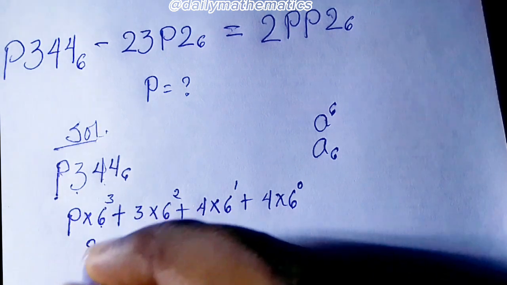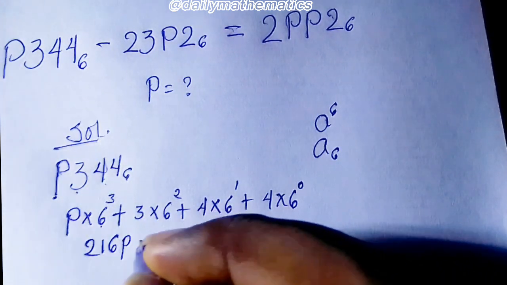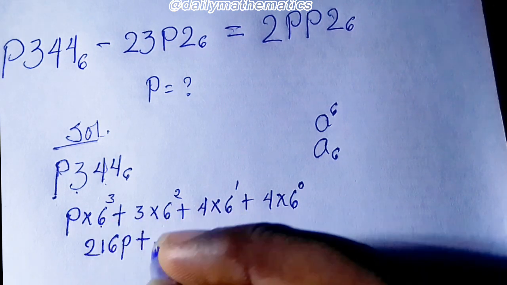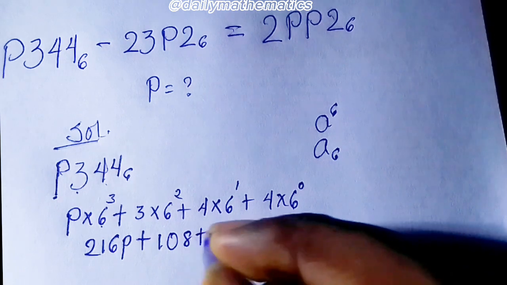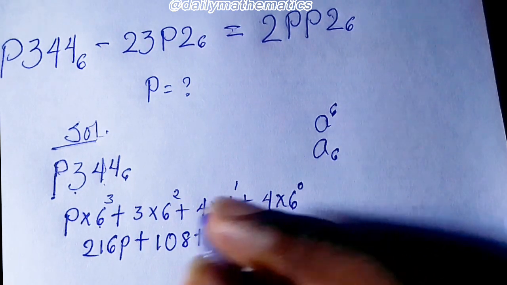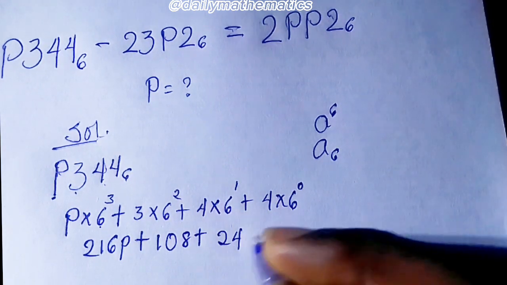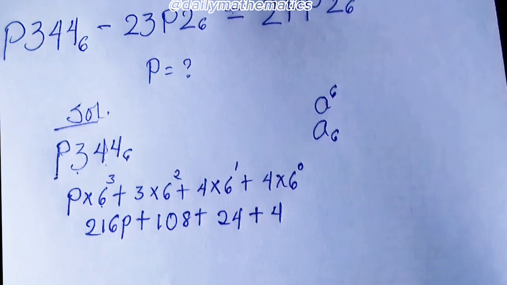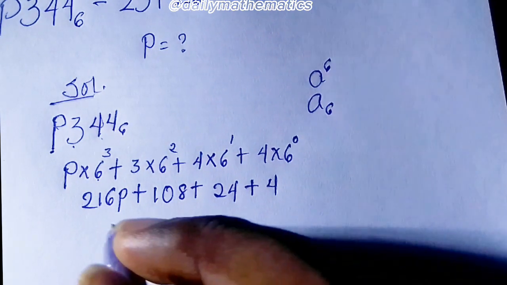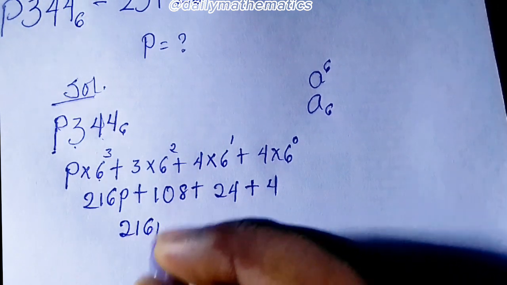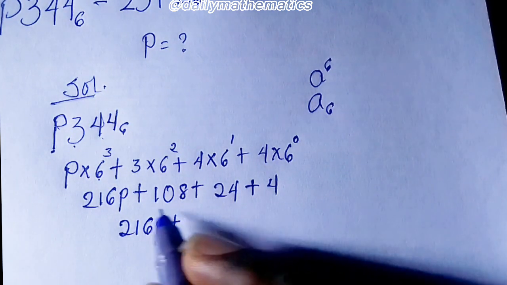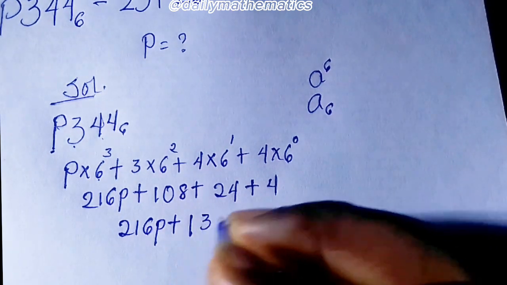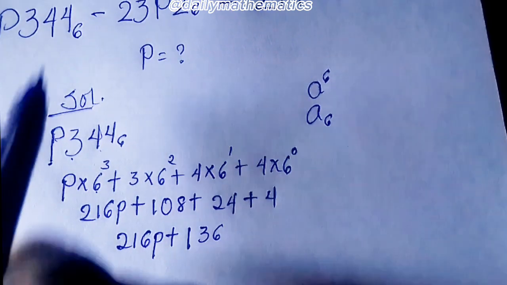216 times p gives us 216p, plus 6 raised to the power of 2 is 36. 36 times 3 is 108, plus 6 raised to the power of 1 is 6. 6 times 4 is 24, plus 1 times 4 gives us 4. Right? So what's the next thing to do here? So we have 216p plus 108 plus 24 plus 4 gives us 136. Right? This is for this part.